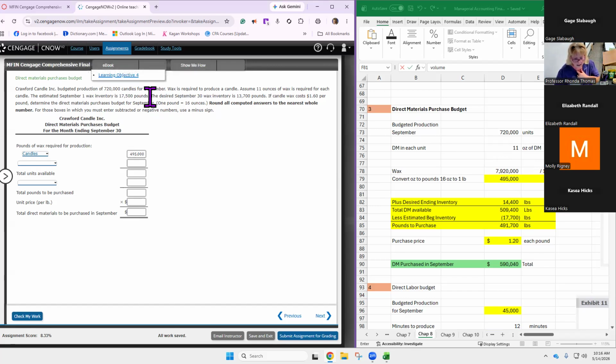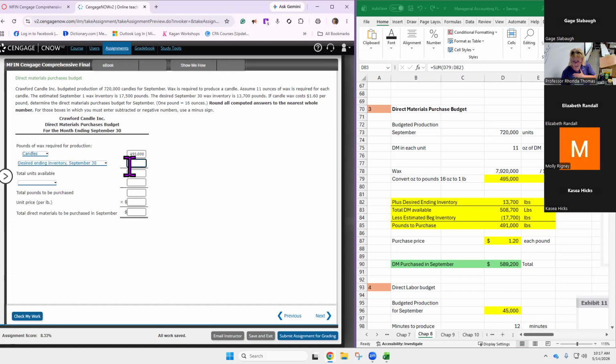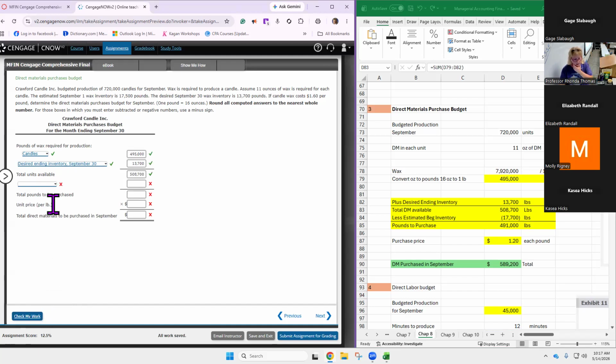So let's find that. The desired ending inventory for September is 13,700 pounds. We want to add that to the pounds of wax we need for production. So 13,700. And here's our desired ending inventory. And once again, it's 13,700, and you'll want to add down. There are the total pounds of wax that we want available. So I've got 508,700, okay?